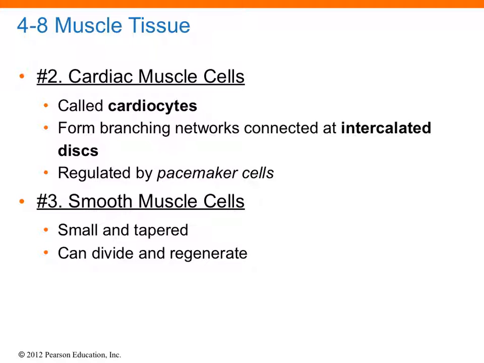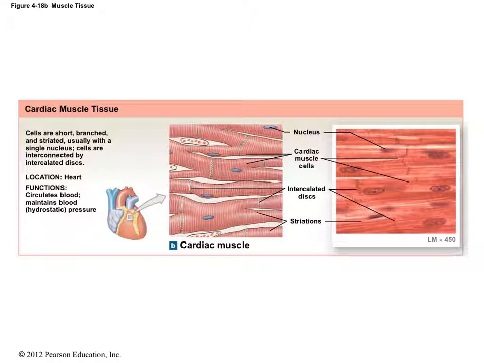Next is cardiac muscle cells. They're called cardiocytes, and they form branching networks connected at intercalated discs, and they're regulated by pacemaker cells. And last is smooth muscle cells, and they're small and tapered, and they can divide and regenerate. Cardiocytes and skeletal muscle cells do not regenerate.